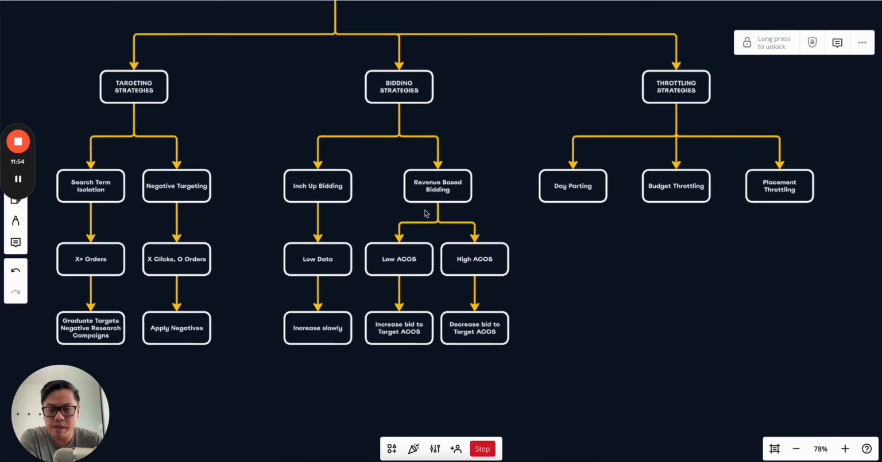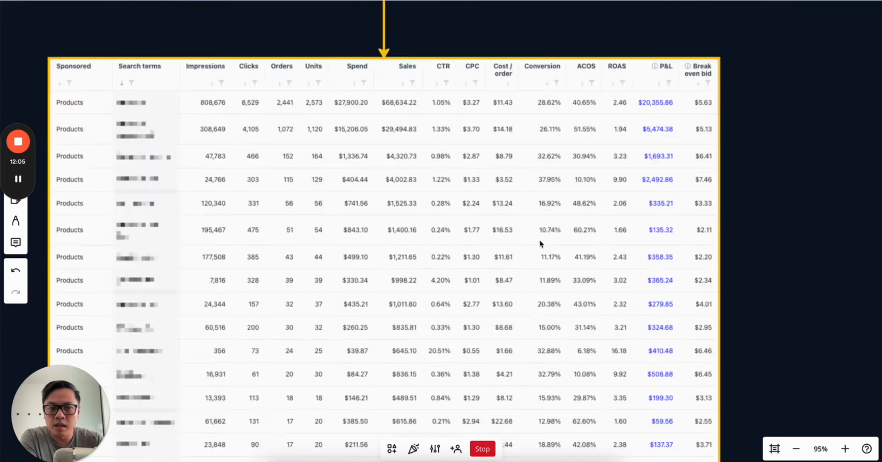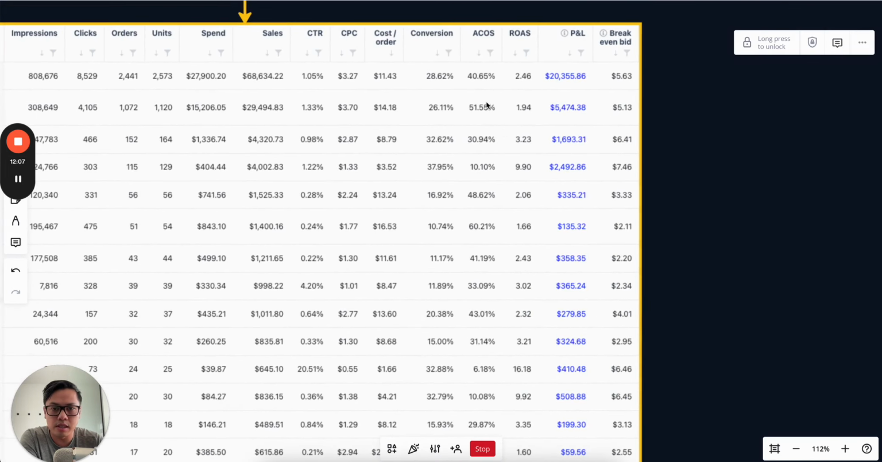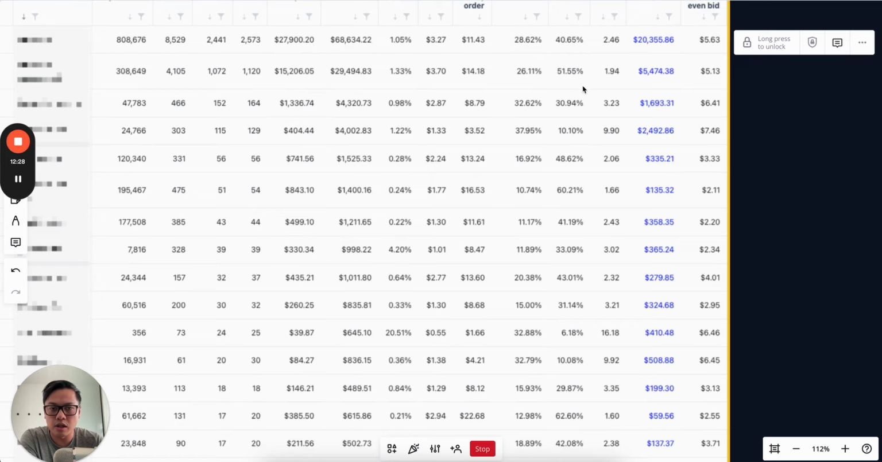So again, revenue-based bidding is that formula. It's revenue over click times target ACOS. So if you have a low ACOS, you increase the bid. If you have a high ACOS, you decrease the bid. So let's just say my target ACOS is 35%. So at this 40%, I'm going to want to drop it. Do the formula, take the sales divided by clicks times 35%, and that bid is going to drop. So whatever bid you're at, it's going to set that bid so that you try to reach 35%. And then this here, same thing, going to try to go down. This here is going to go up. This one's going to go up.